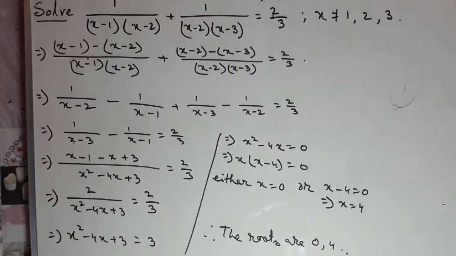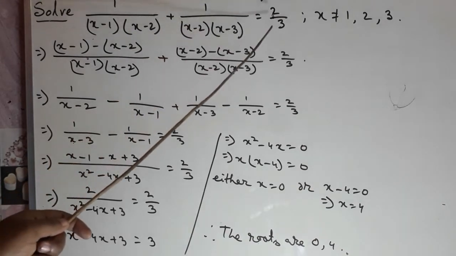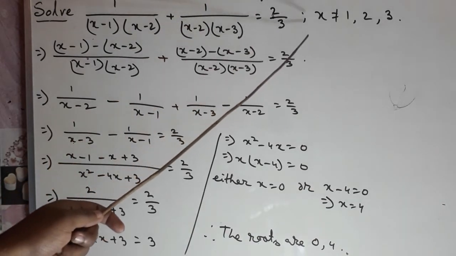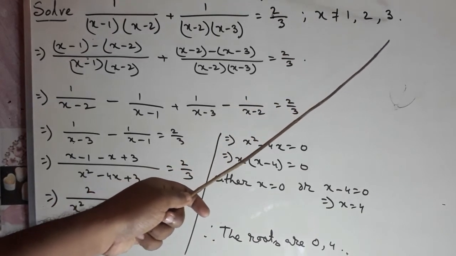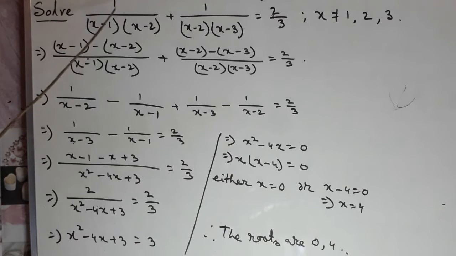We have to solve an equation that is given: 1/((x − 1)(x − 2)) + 1/((x − 2)(x − 3)) = 2/3, where x ≠ 1, x ≠ 2 and x ≠ 3. So this 1 in the numerator can be written as (x − 1) − (x − 2), and this one can be written as (x − 2) − (x − 3).